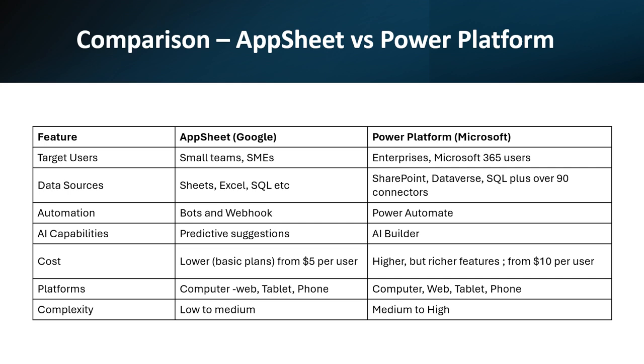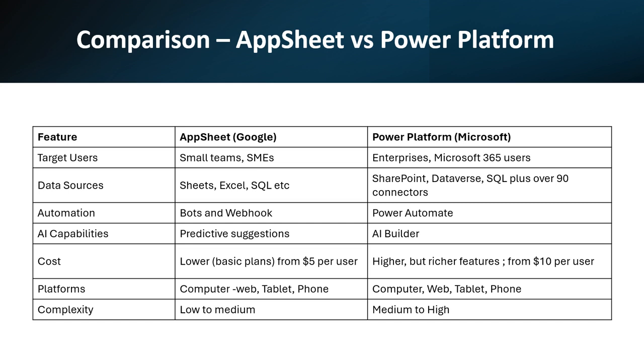Then on cost, AppSheet is good because the basic license is cheap, $5 per user. If you have maybe 10 users in your company, you just need $50 per month, plus the development cost if you are hiring a specialist to develop for you. But Power Platform is a bit more expensive, but not that much, $10 per user. But it's richer in the functionalities that it offers.